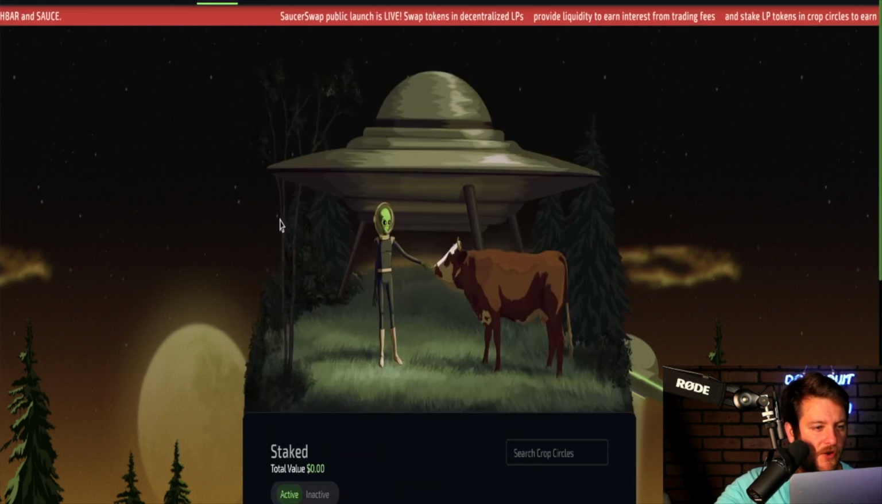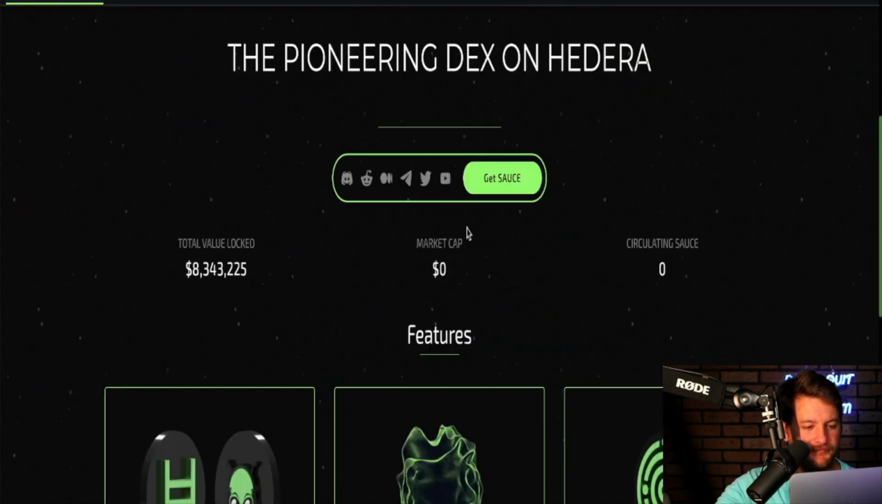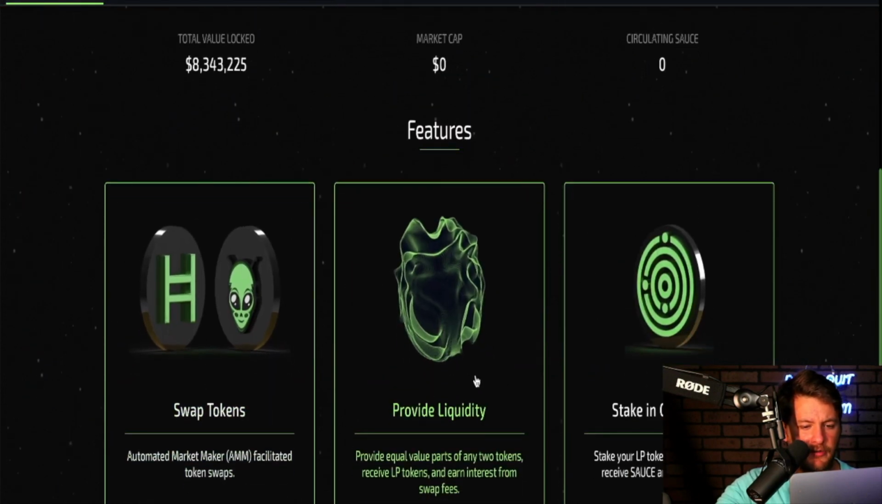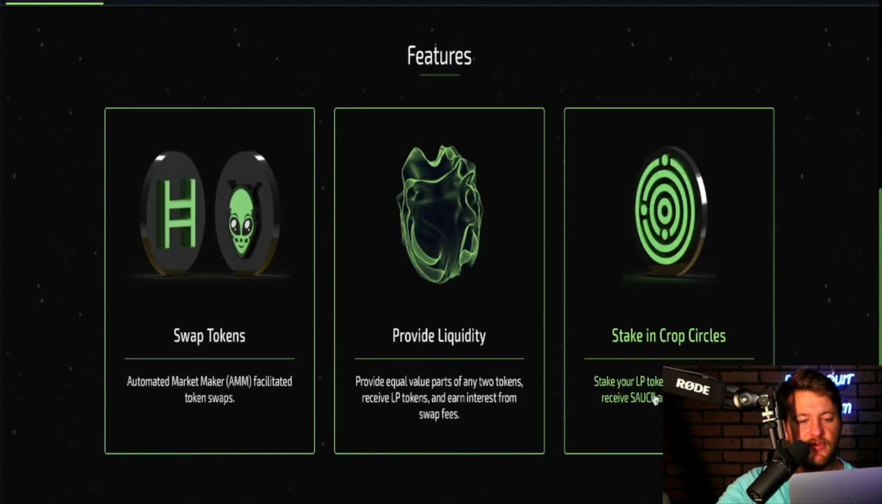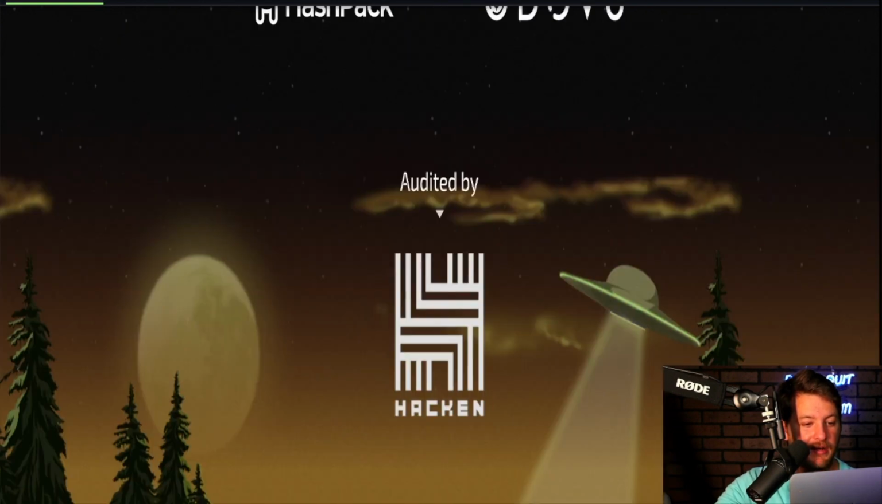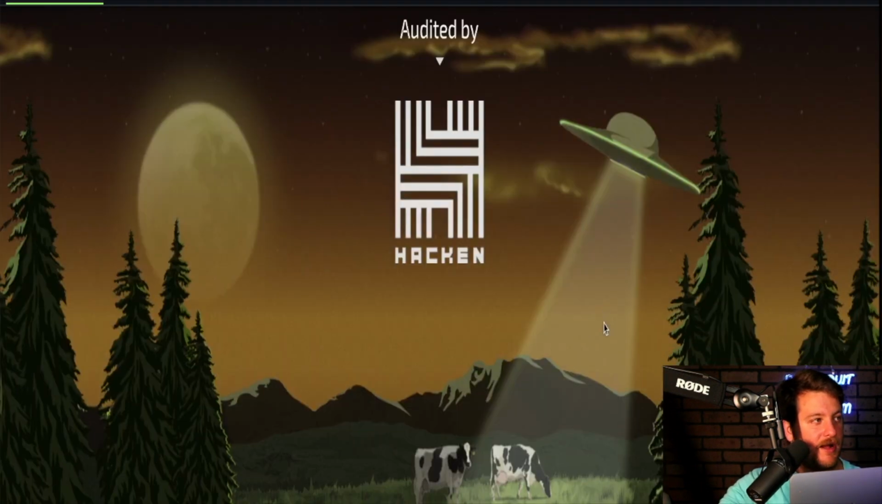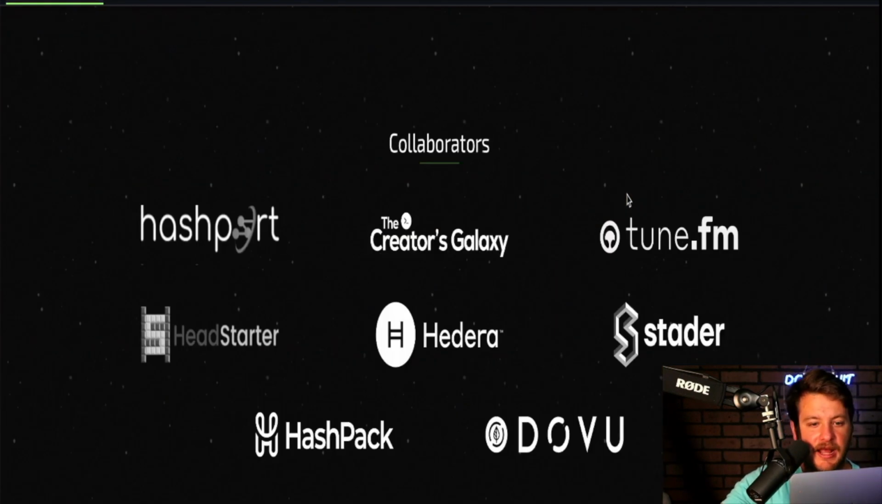So you can farm, you can stake, you can bridge. You can provide liquidity pools. Pretty dang cool, if you ask me. Swap tokens, provide liquidity, stake in crop circles. So they give you these liquidity pool tokens, and then you can go ahead and stake that on top of what you're already earning. Collaborations: Hashport, the Gateway Galaxy, Tune, Hedera, Headstarter, Stader, HashPack. Pretty cool. Audited by Hacken, and this cow is about to be hackened on out of here by the aliens. So pretty cool. Check it out.